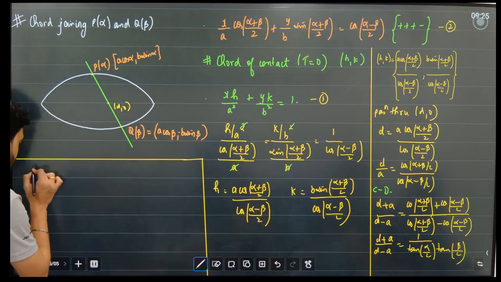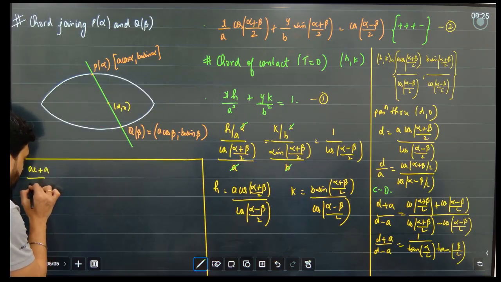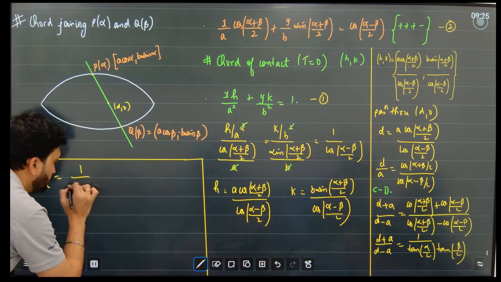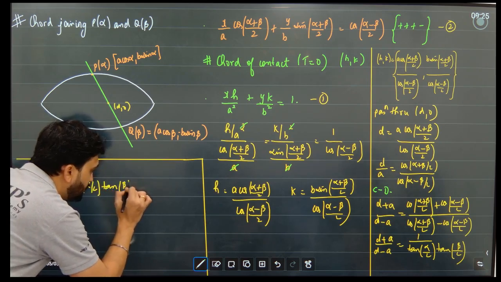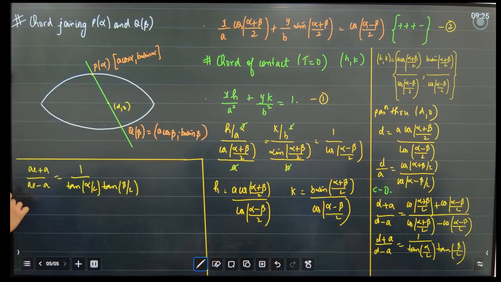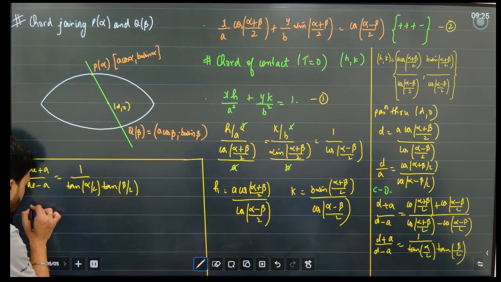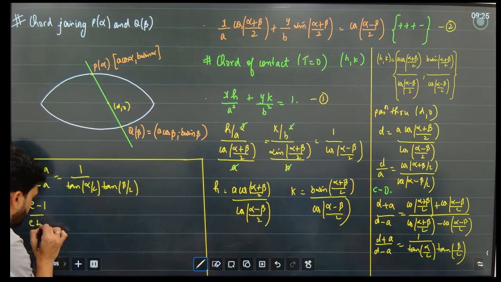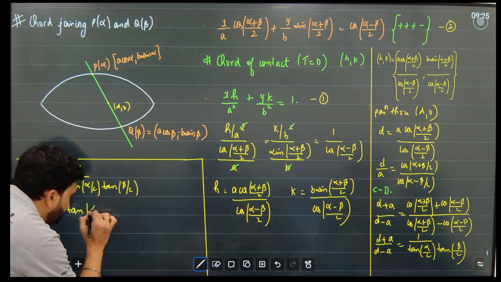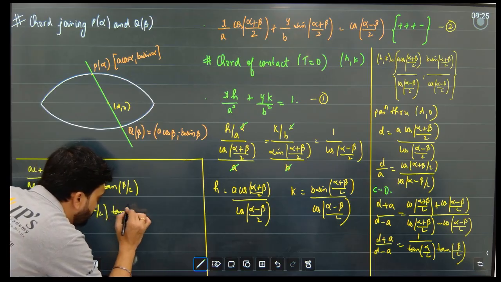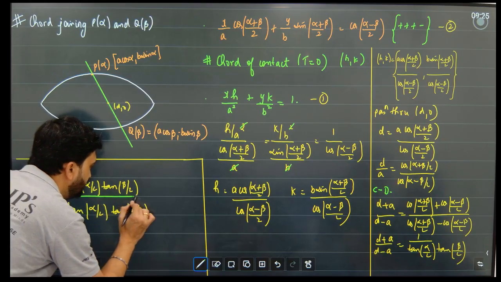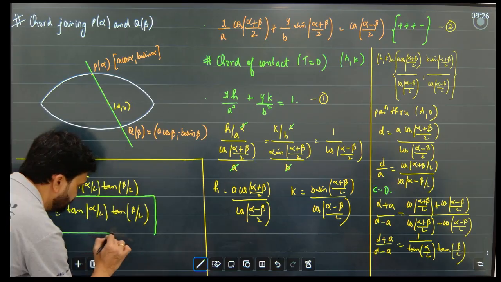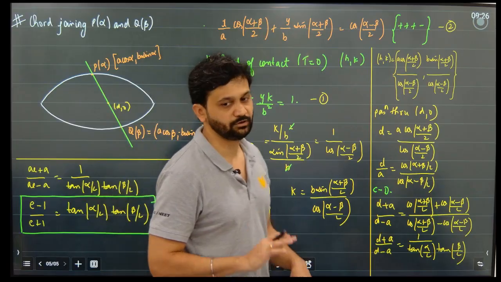That means the value of d will be ae. So (ae plus a) upon (ae minus a) is equal to 1 upon tan(alpha/2) into tan(beta/2). Now a gets cancelled. So I will get basically that (e minus 1) upon (e plus 1) is equal to tan(alpha/2) into tan(beta/2). A very, very important relation, that's a sum.